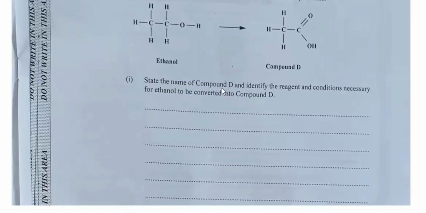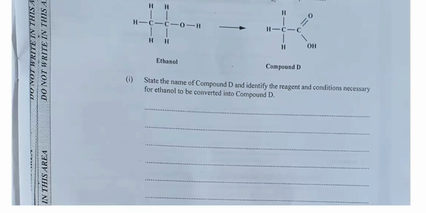Let's see if I get the other question. Hopefully this is it. This is not it. But okay, fine. We look at the question. So here's another question. Ethanol is widely used as a solvent for making cosmetics and perfume. That's ethanol right there. This is some molecule D. State the name of compound D and identify the reagents and conditions necessary for ethanol to be converted to compound D. So now what they're really asking you is this. This is ethanol. This, you should recognize as ethanoic acid.